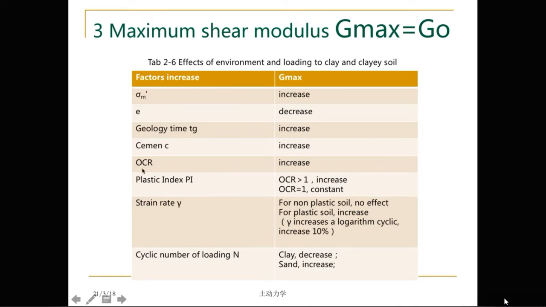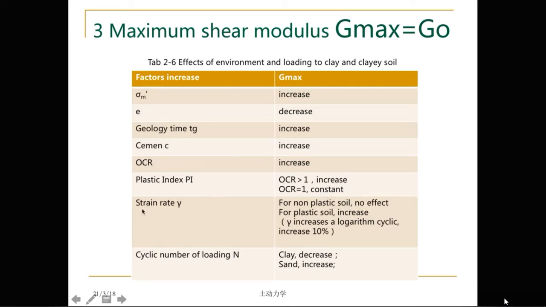And OCR, if OCR is large, then the level of over consolidation is more serious, and Gmax increases. And the plasticity index PI has two results. If OCR is larger than 1, it is over consolidated soil, and Gmax will increase. If OCR equals 1, it is normally consolidated soil, then PI will not affect Gmax. Gmax is a constant.